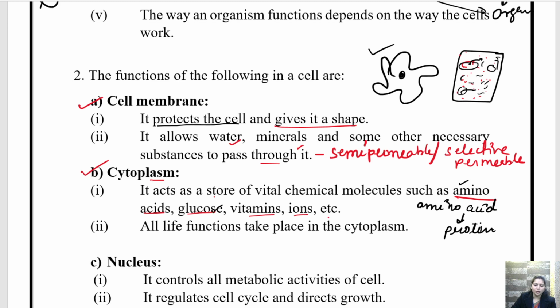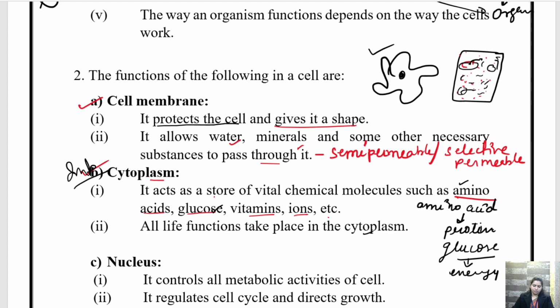Okay. Glucose is produced in the mitochondria and it gives us energy. Then vitamins and ions, all these things are present in cytoplasm. Then all life functions take place in the cytoplasm. How do all life functions take place in the cytoplasm? Because cytoplasm has organelles और organelles ही सारे function करते हैं, इसलिए जितने भी function होते हैं वो cytoplasm में होते हैं. So this is important, children.